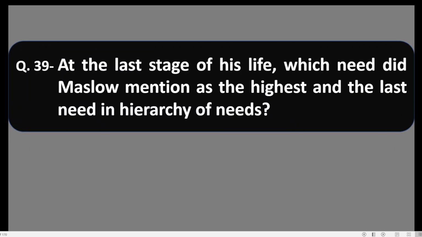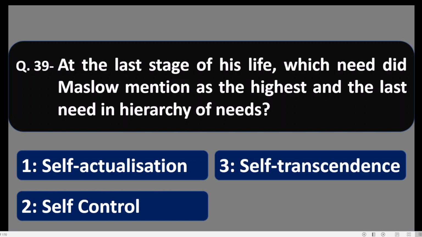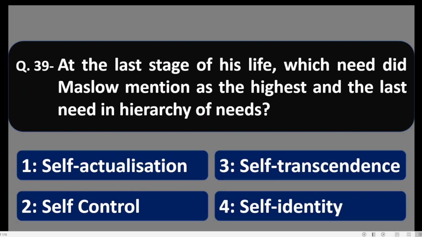Question 39. At the last stage of his life, which need did Maslow mention as the highest and last need in the hierarchy of needs? Initially he gave self-actualization as the last need, but at the end of his life he described the highest need. Self-actualization, self-control, self-transcendence, or self-identity. He described the highest need as self-transcendence, option number 3.